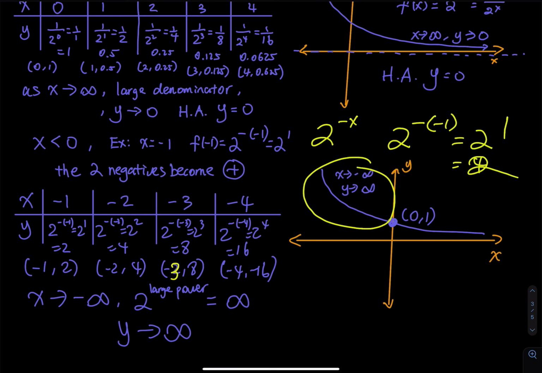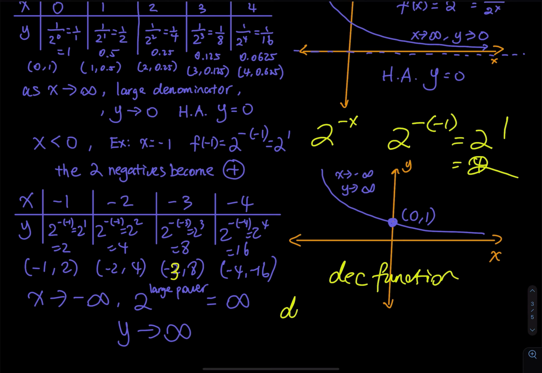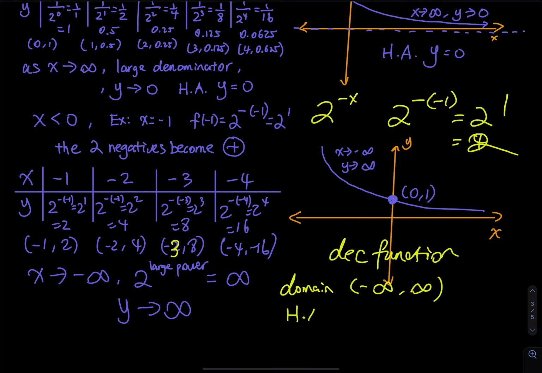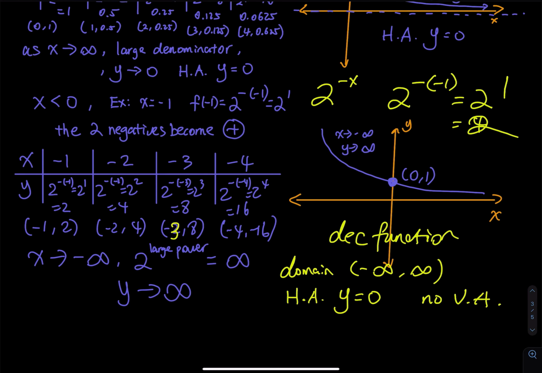All right, so overall, this is a decreasing function, right? And what else do we say? The domain is all real numbers, right? There is no vertical asymptote, and the horizontal asymptote is y equals 0. And the range is y greater than 0.